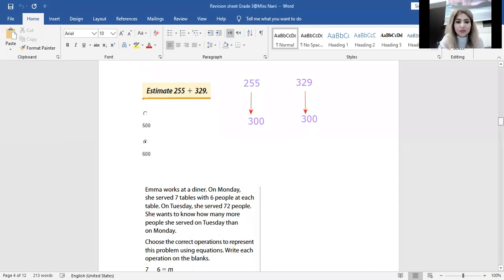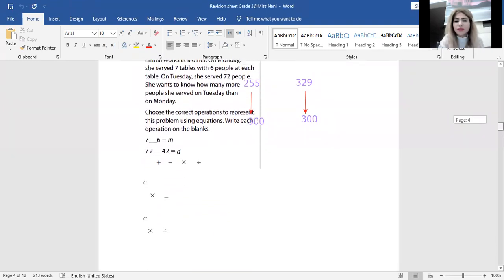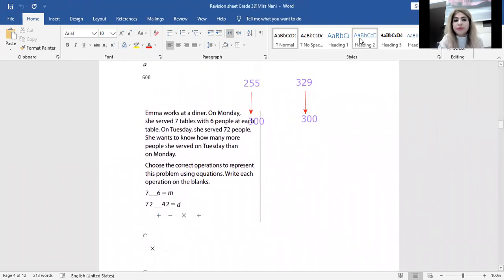Excellent, girl. Let's complete. Oh, this is a very good word problem. It tells me here, Emma works at a diner, and before we start, I told you, for any word problem we have to do what? We have to extract the numbers from the word problem. So Emma works at a diner on Monday. She served 7 tables with 6 people at each table. On Tuesday, she served 72.